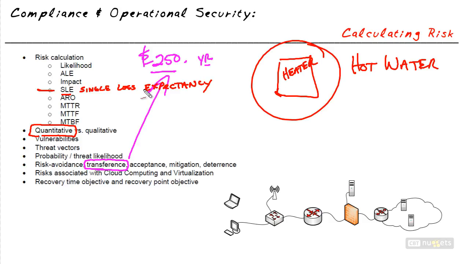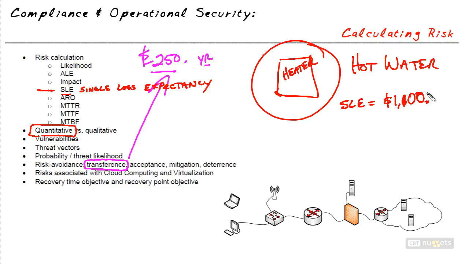And what the SLE is, the single loss expectancy, would be the replacement cost. And we could also factor in, for example, the costs such as the labor and the parts and the hardware for a brand new install. And let's say for our purposes here that the single loss expectancy is $1,100.